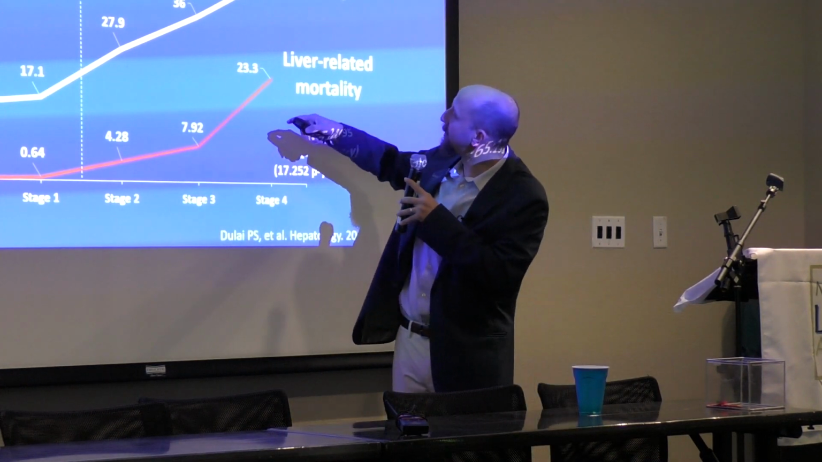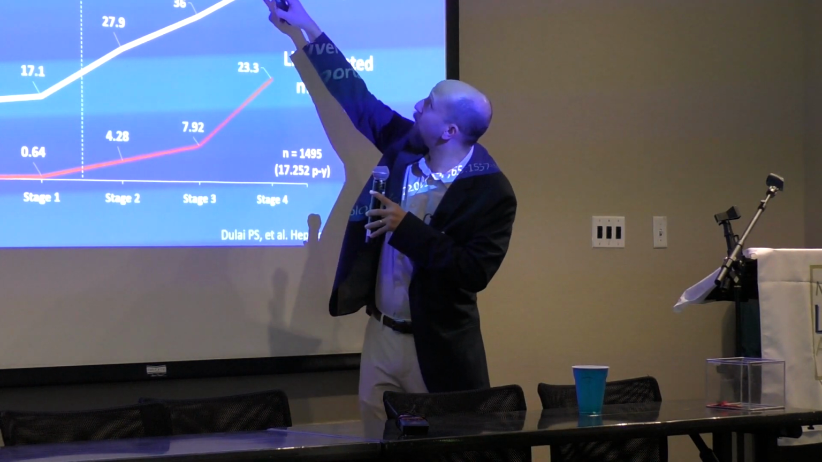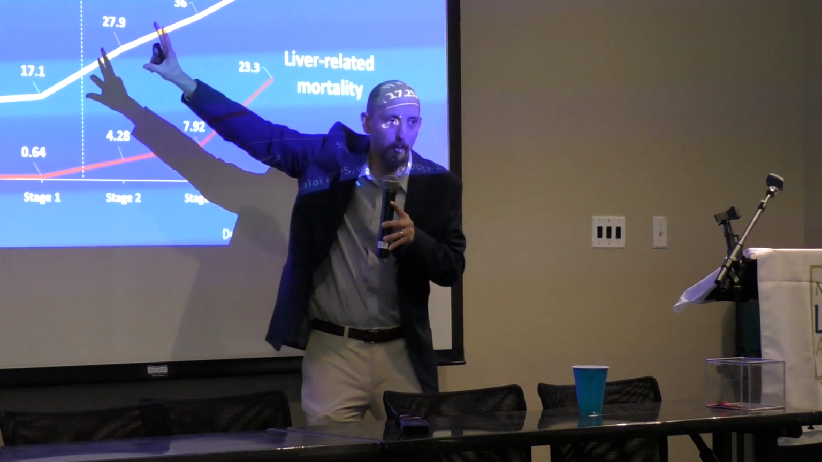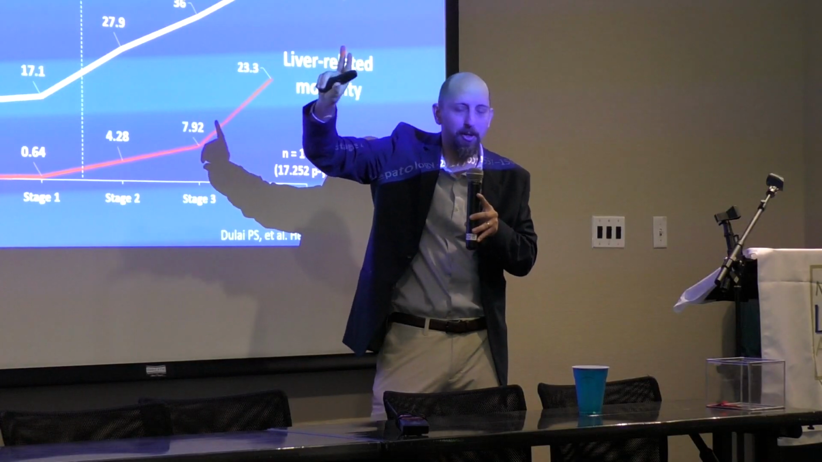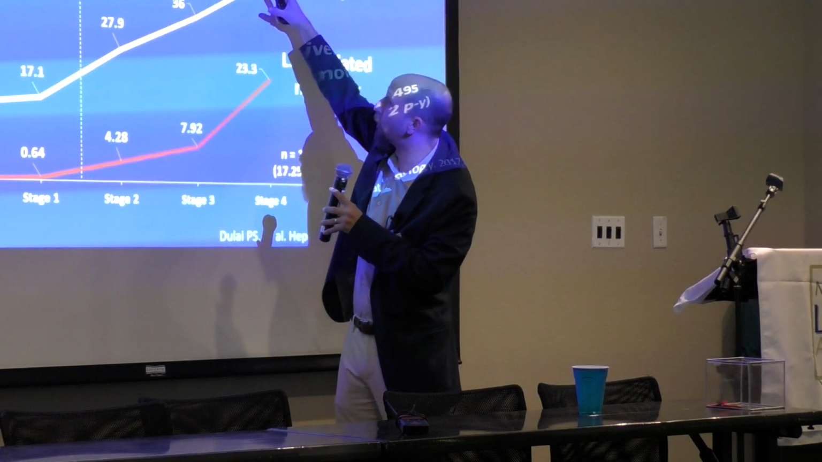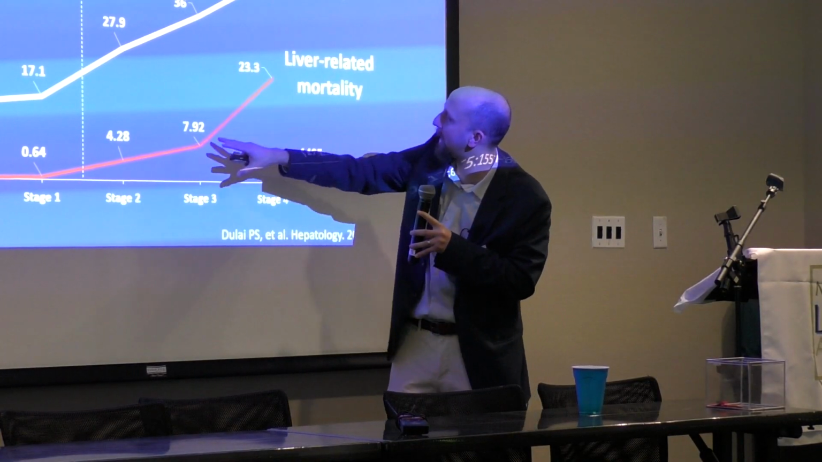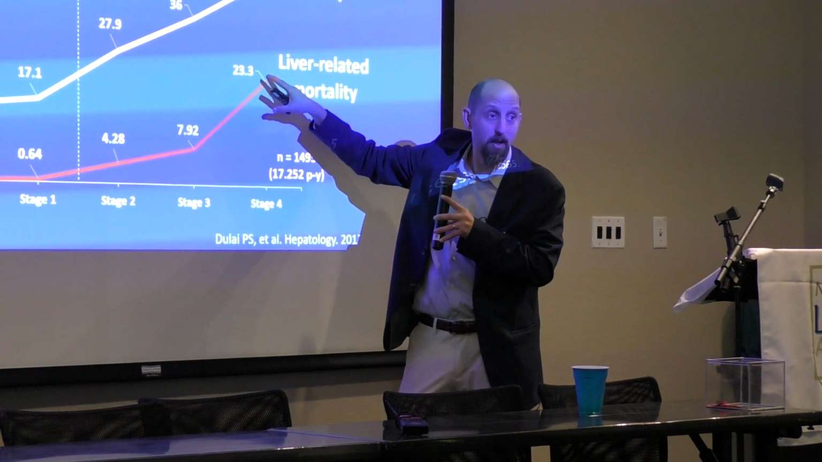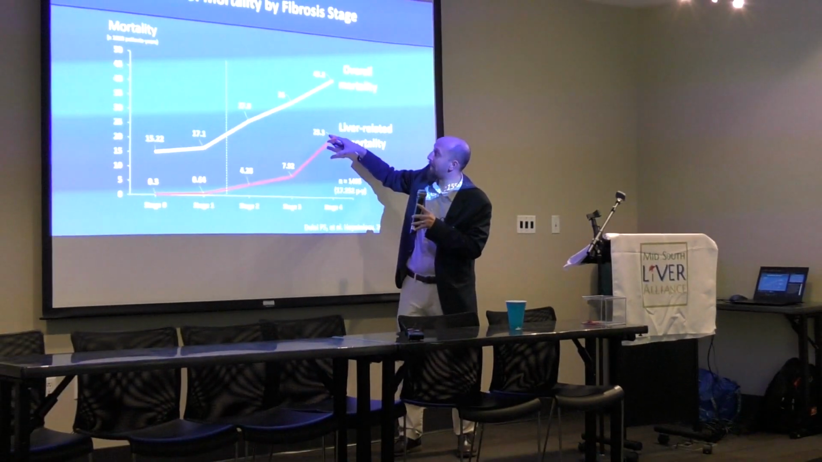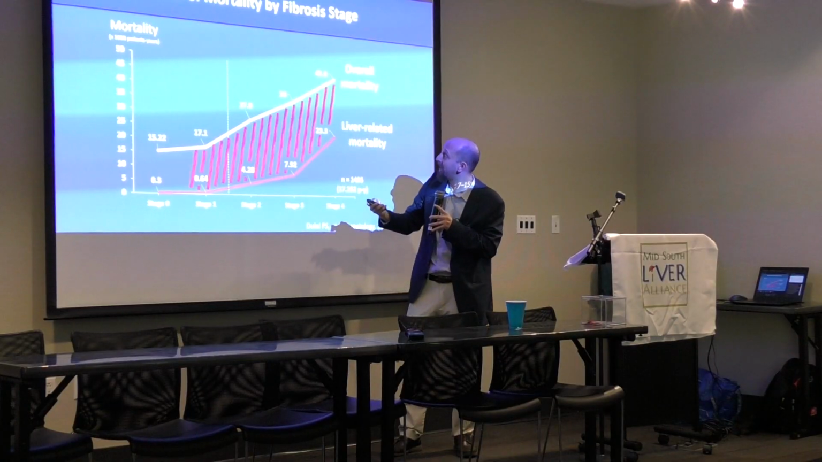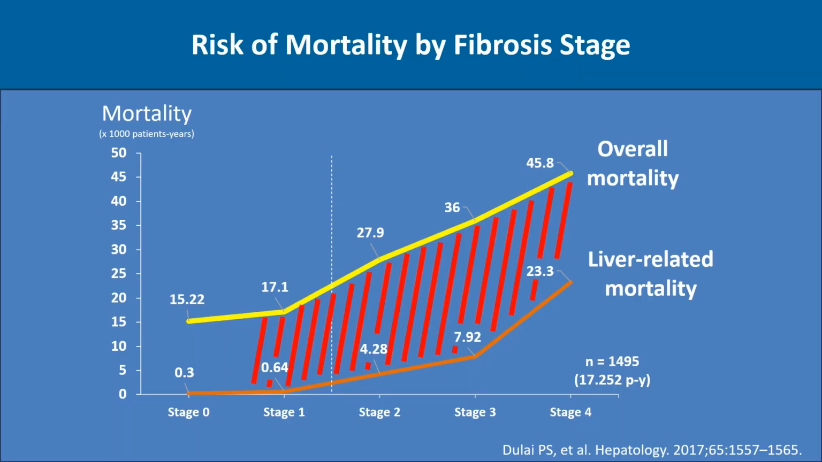So I want you to see that even if this is your overall mortality, so it's higher, the numbers don't mean anything to you, this is patient year, it's a very specific way, but you can see your overall mortality is higher. And you can see that your liver-related mortality is also higher. But if you do this minus this, the difference is even higher than your liver-related mortality.